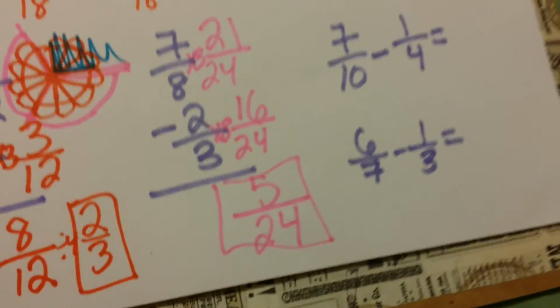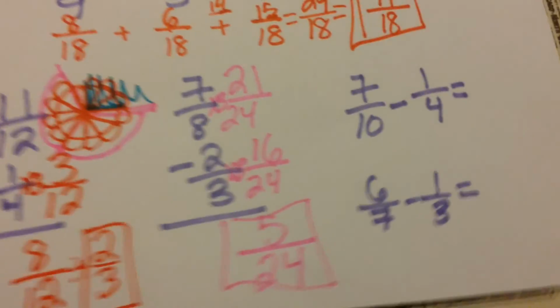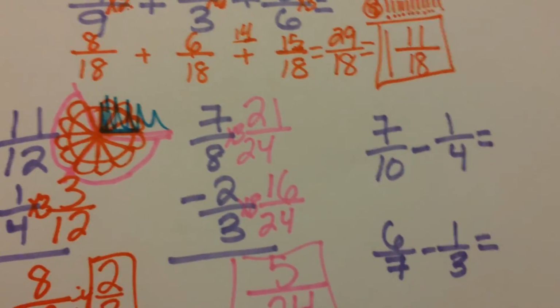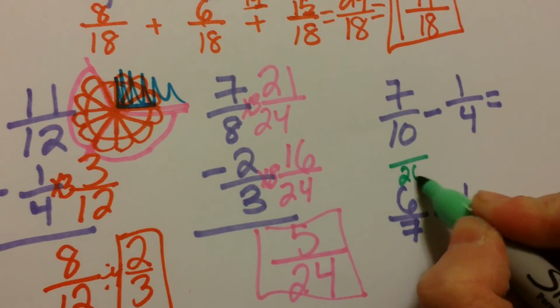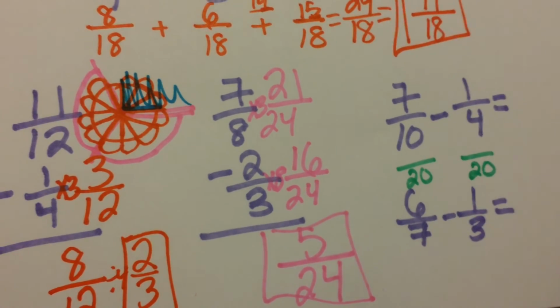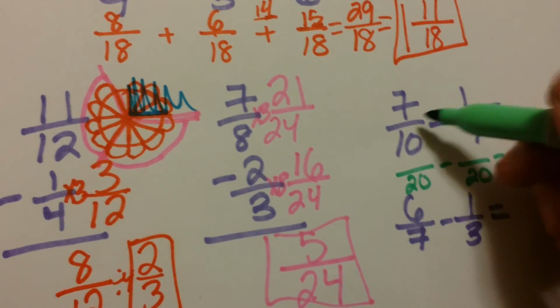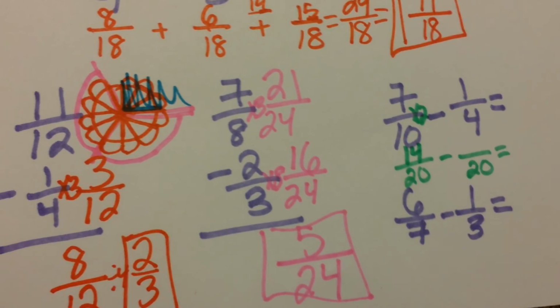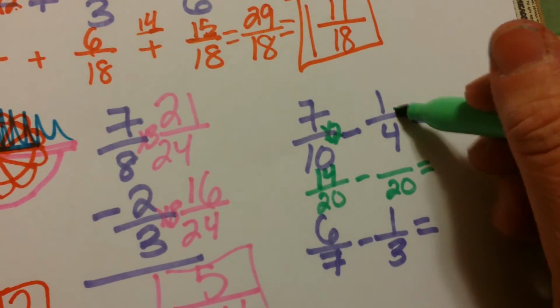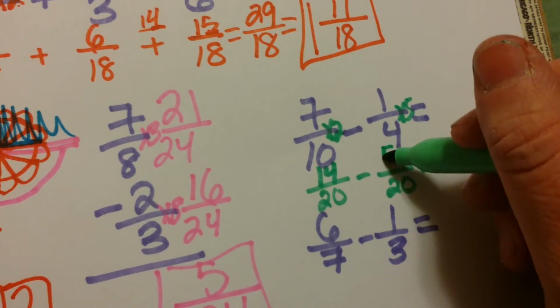Okay? So let's look at the next one. 7/10 and 1/4. They both can become 20. If you wanted to go to 40, you could, but 20 is easier. Okay? So how do you go from 10 to 20? Times 2. 7 times 2 is 14. How do you go from 4 to 20? Times 5. 1 times 5 is 5.